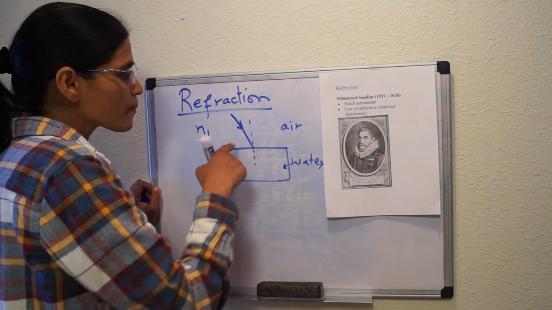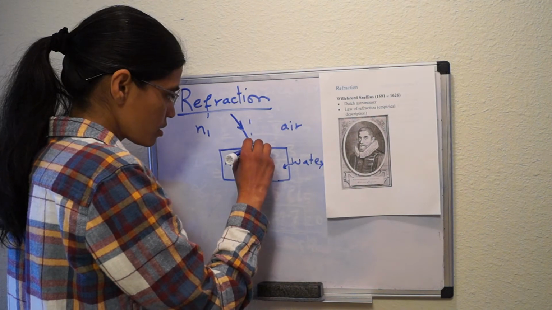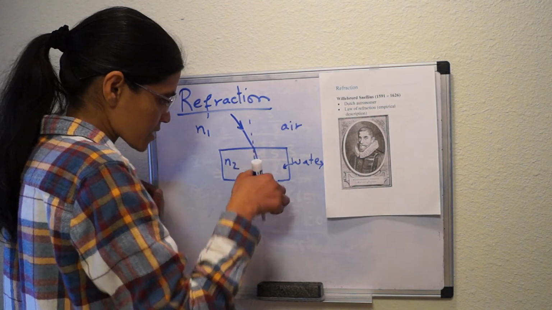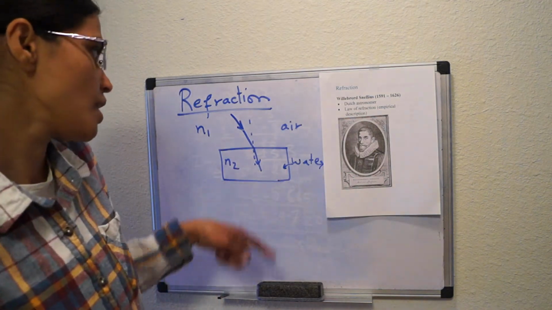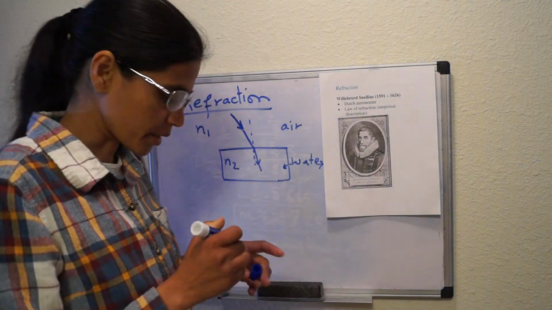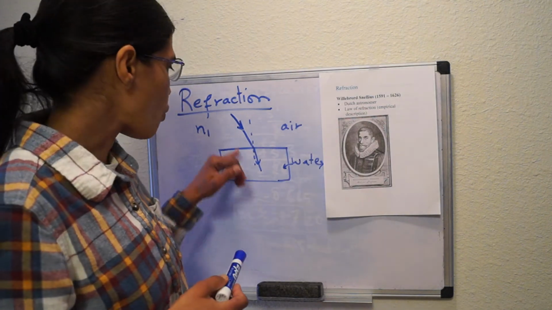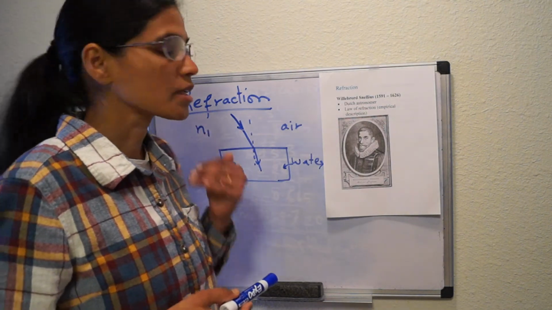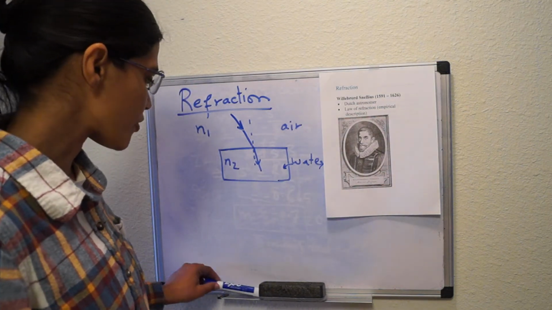bends, and it becomes something like this. It gets closer to this normal line, if it is water. If it is something else, something else would happen. This bending of light is called refraction, where the light bends, and there is also a change of direction. Okay, this is refraction.